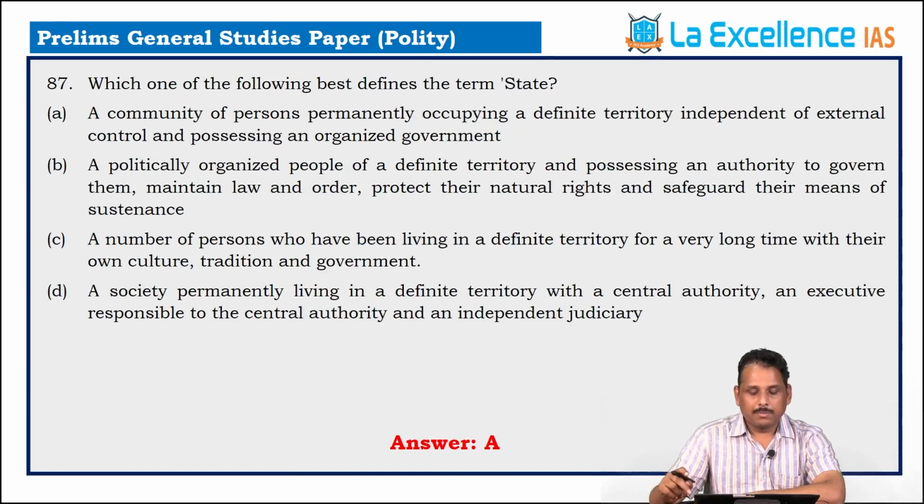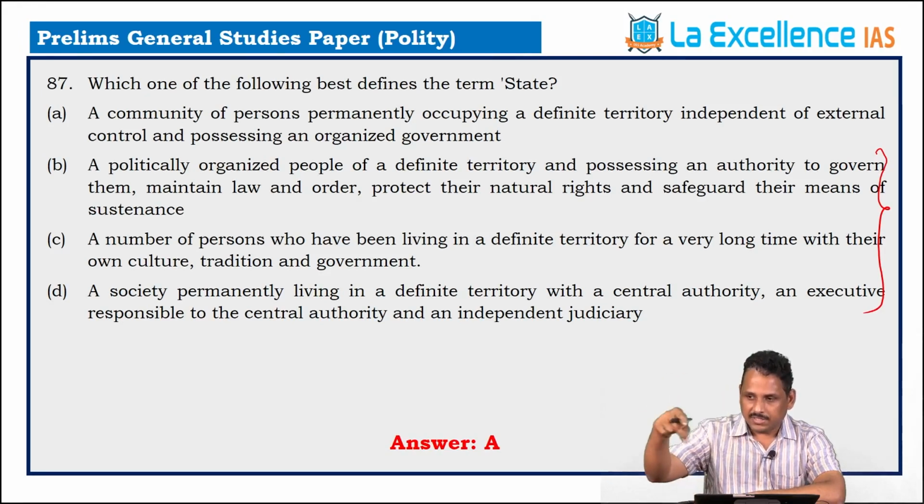Which one of the following best defines the term state? If you want to define a state, the criteria are defined territory, permanent population, and an independent authority. These three conditions are there. That is what is called a state. If you see B, C, D, all these definitions try to define democracy, the democratic characteristics of a state. But what is a state?